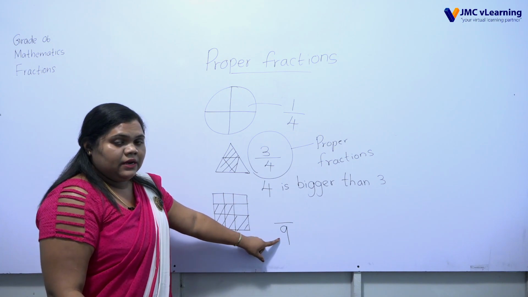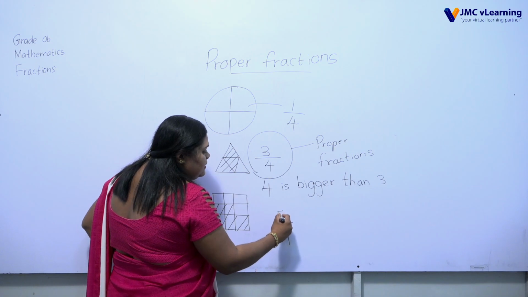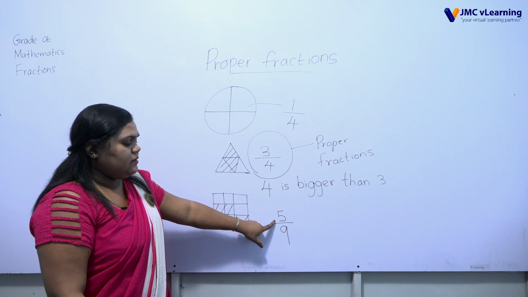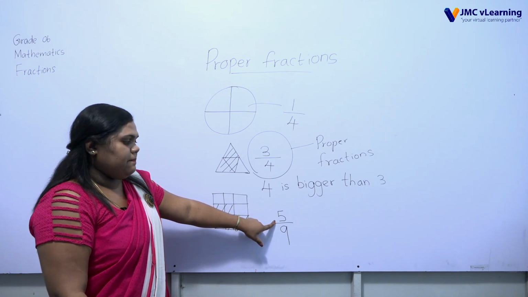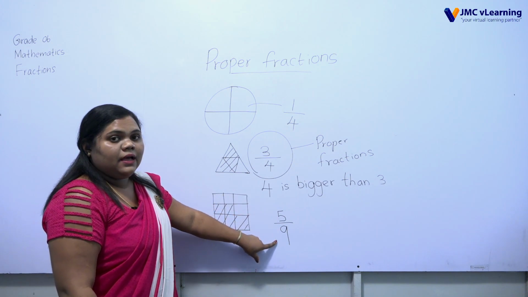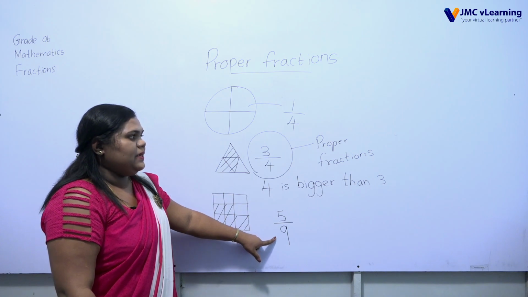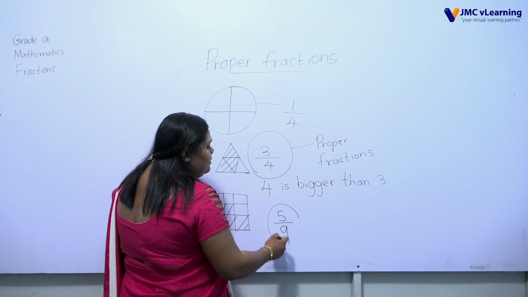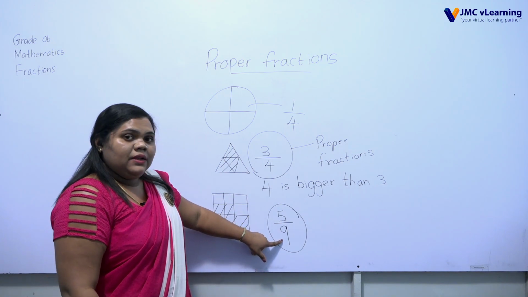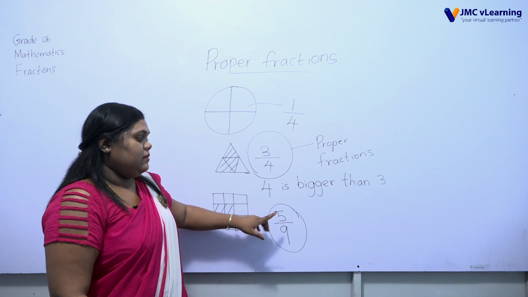I have written the total number. Now I have to write the colored parts. I have colored 5 parts. So I can read this one as 5 out of 9 or 5 upon 9. So this one also we can take as a proper fraction. Why? Because the down one is bigger than the up one. Are you clear? Okay.